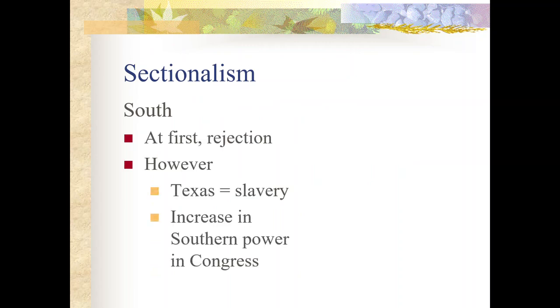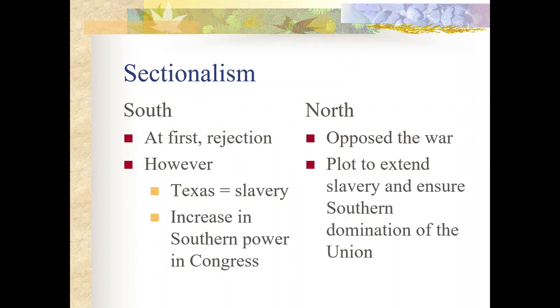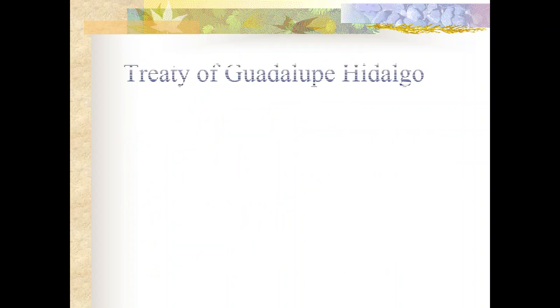Again, back in the United States and back in Congress, the debate over the war still was over the issue of sectionalism. At first it's going to be rejected. Texas is the issue of slavery, another slave state. This would increase Southern power, particularly slaveholder power within Congress. The North was opposed. They thought that this war was just a plot to extend slavery and assure Southern domination of the Union. But they will be outnumbered, and of course we will go to war.